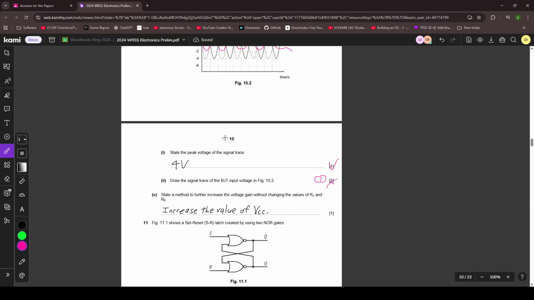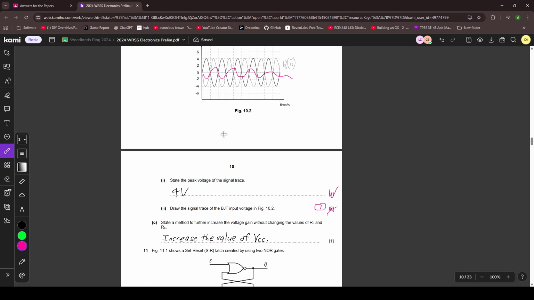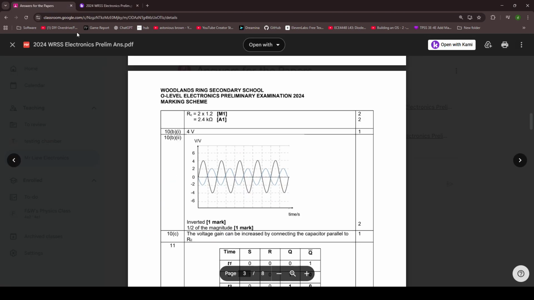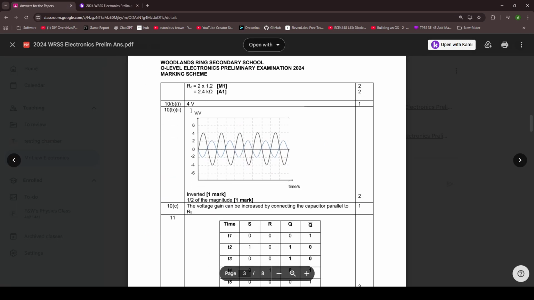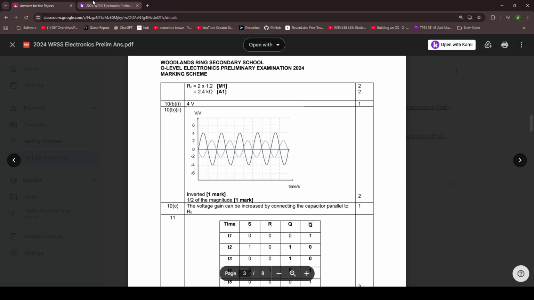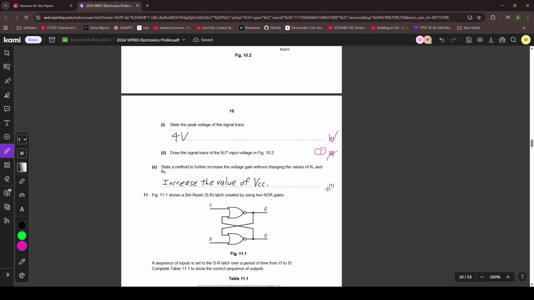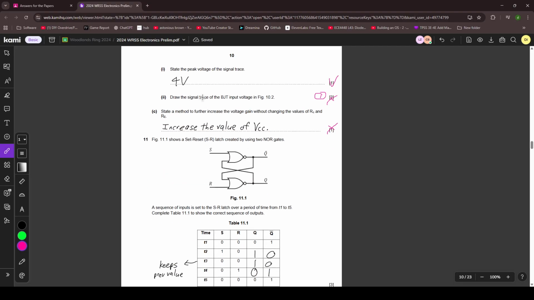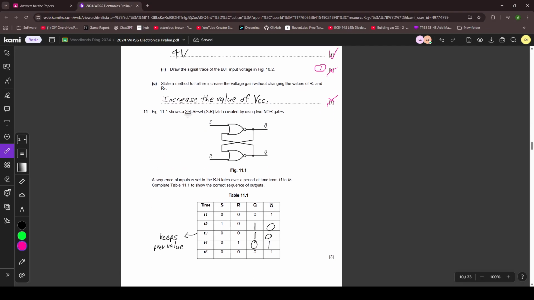State a method to further increase the voltage gain without changing RC and RE. Increase the value of VCC. I guess that works. Okay, this is my bad. I never really taught this, but you're wrong. So I'm gonna have to make a few more videos then. Okay, so I'm not gonna explain it now, yeah.